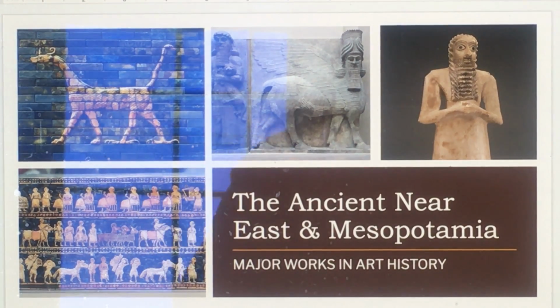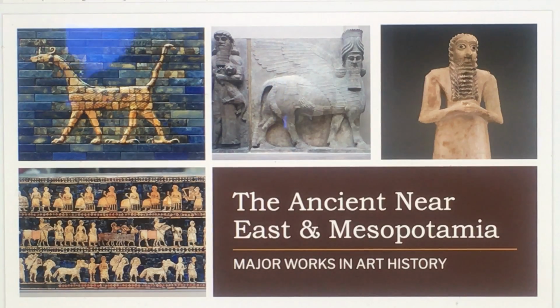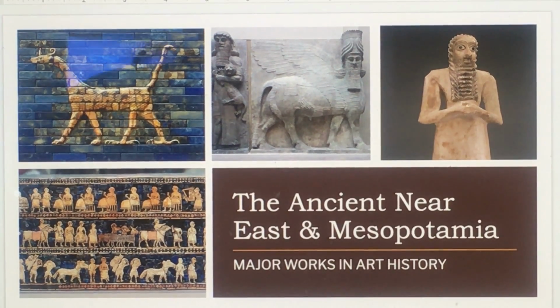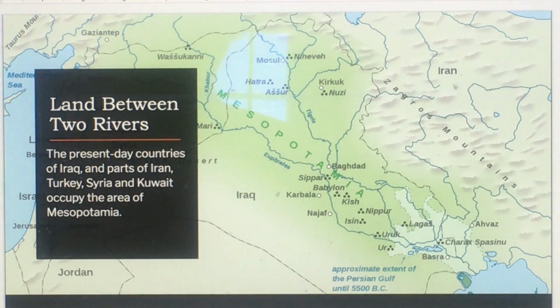So here we are with the ancient Near East and Mesopotamia, and we're going to go through some of the major artworks today. So let's talk about Mesopotamia. Basically, the meaning is that it's the land between two rivers in ancient Greek. Those two rivers are the Tigris and the Euphrates. The present-day countries of Iraq and parts of Iran, Turkey, Syria, and Kuwait occupy the area of Mesopotamia. You can see on the map there.